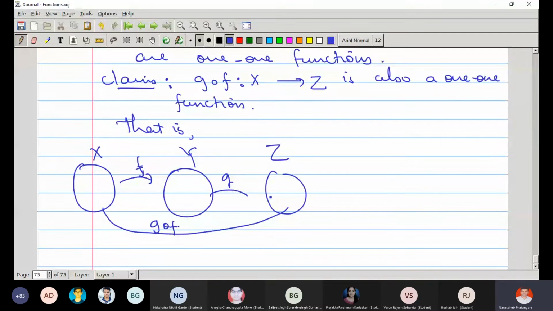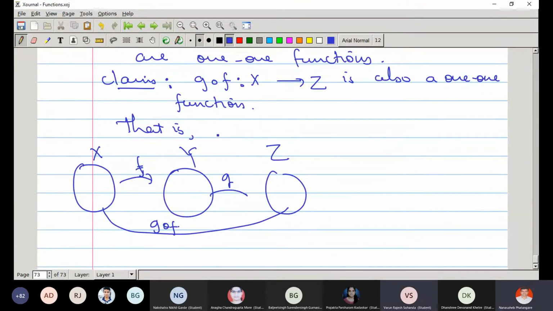How do we prove 1, 1? For every element in X, there is a unique image in Z. No, this is the definition of a function. What is a 1, 1 function? Distinct elements. If x1 is equal to x2, then z1 equals z2.